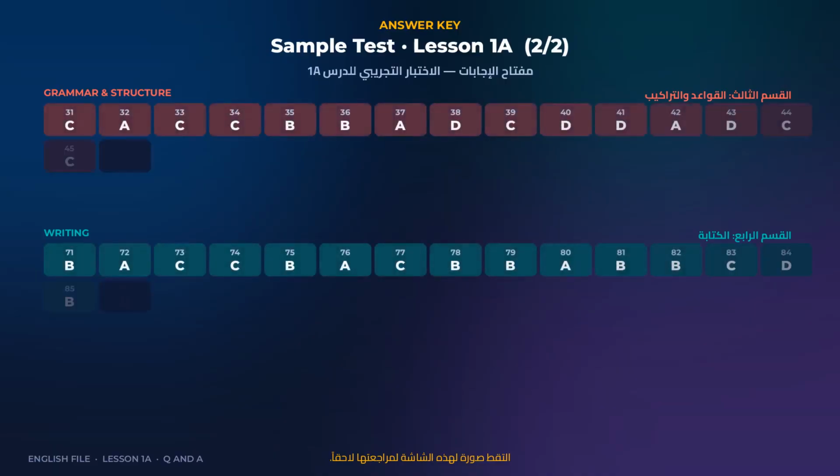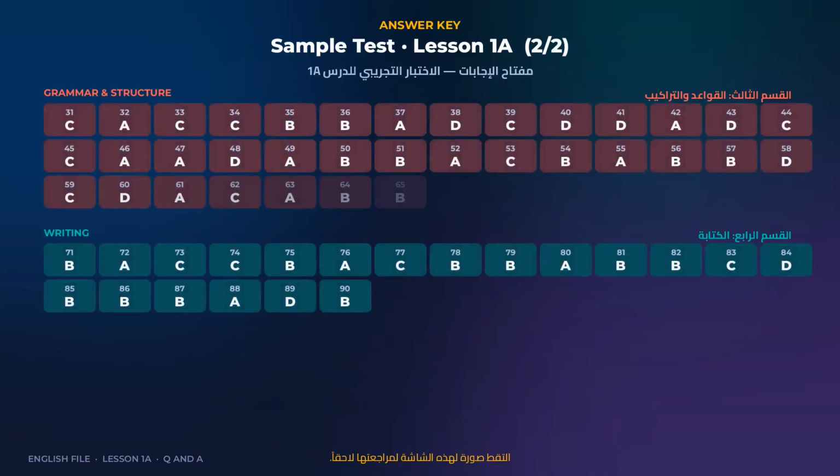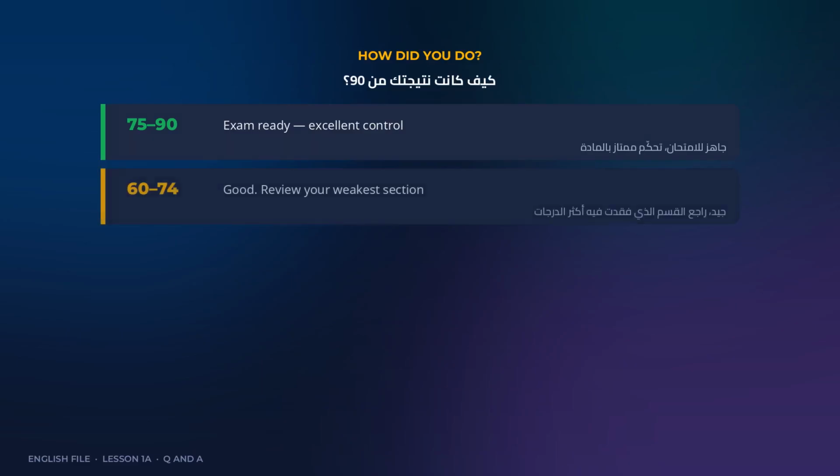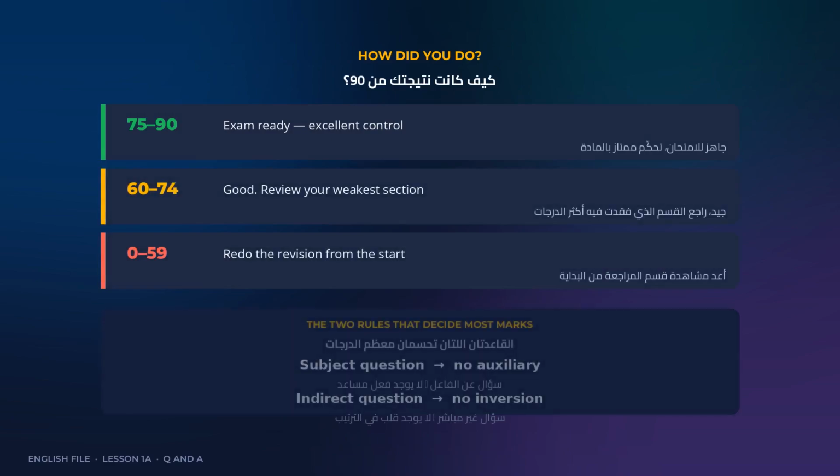Screenshot it. And grammar and structure and writing. Now count your score out of 90. 75 or more, and you are ready. 60 to 74, review your weakest section. Below 60, work through the paper again slowly.